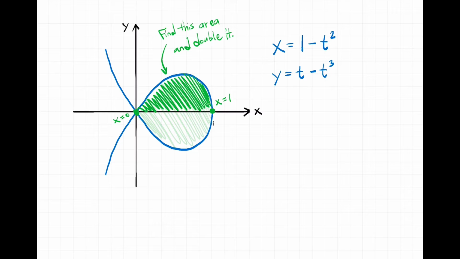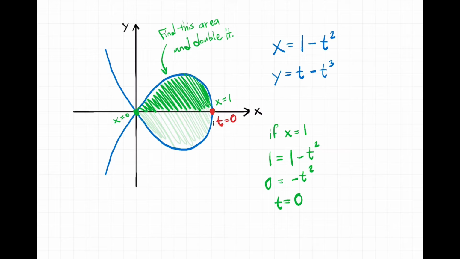So if x equals 1, that means that 1 equals 1 minus t squared. And of course, we can subtract 1 from both sides, and we get that 0 equals negative t squared. So t is, of course, equal to 0. So what that tells us is, at the rightmost point, our t is equal to 0. Let me mark that. At this point here, our t is equal to 0.